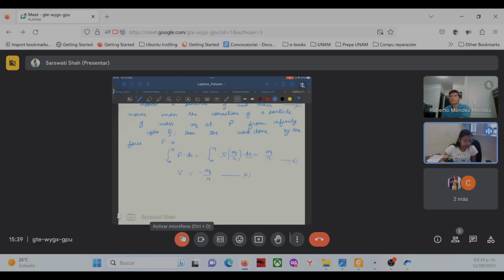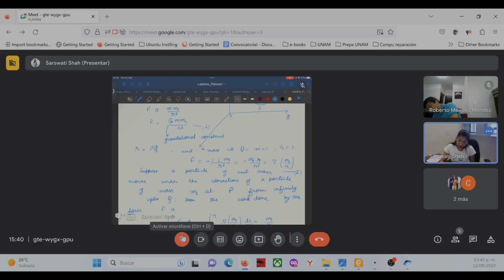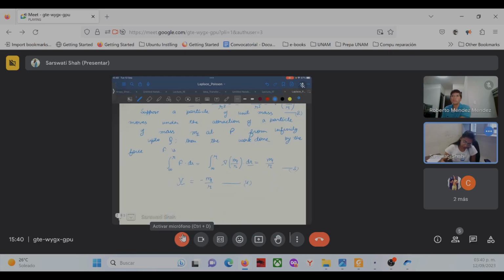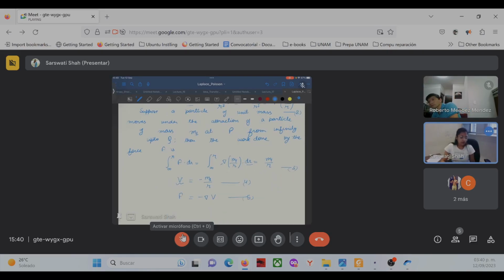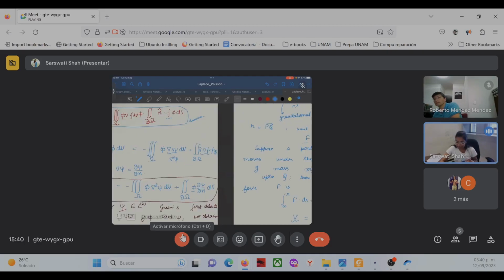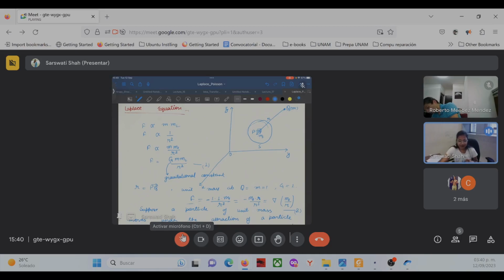From equation 2, the intensity of the force at P will be, now if we use this V equals minus m1 over r, so the intensity of the force at point P will be F equals minus gradient of V. So here we consider only one particle, M1, in this region S.